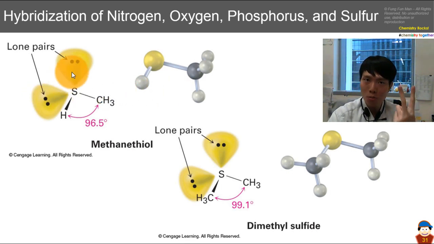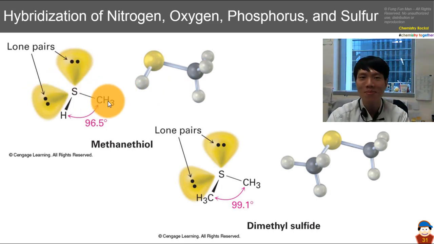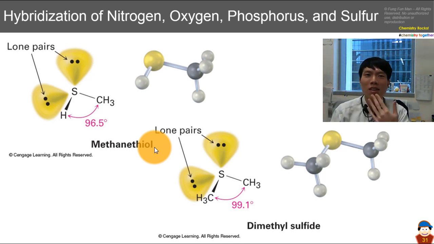Sulfur, 2 lone pairs, 2 sigma bonds, sum is 4, sp3 hybridized. We find it in methane thiol. Thiols are so smelly. This is something that we insert into the methane gas. Recall your school days in the laboratory, your methane gas, oh, I can detect the smell. It's not because methane smells, it's because we dope it with something smelly so we can detect it. So that, oh, gas leak, teacher, we have some warning signs for our colleagues and friends.